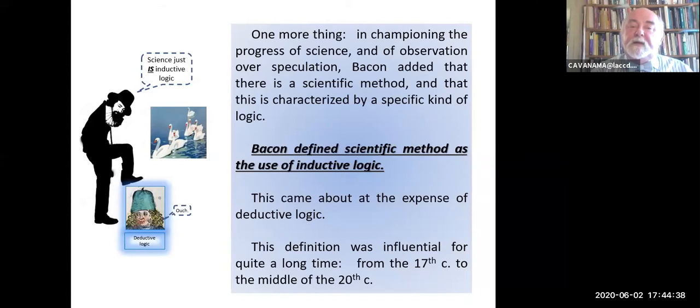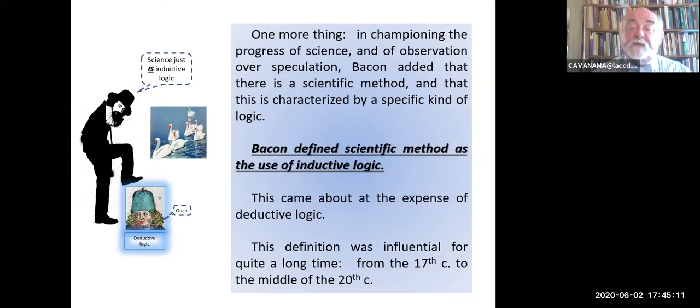One more thing. In championing the progress of science, of observation over speculation, Bacon added that there's a scientific method characterized by a particular kind of logic, inductive logic. And this came about at the expense of deductive logic. Now, we're not going to take this topic up in detail in this course, but there will be people watching this who will be taking the other course we do, we only do two courses, the course on deductive logic. So this will be particularly important for that. The rise of inductive logic came about at the expense of deductive logic.